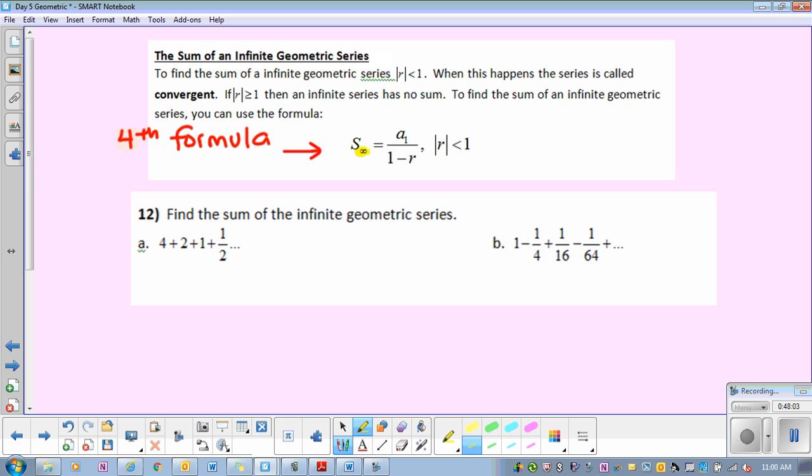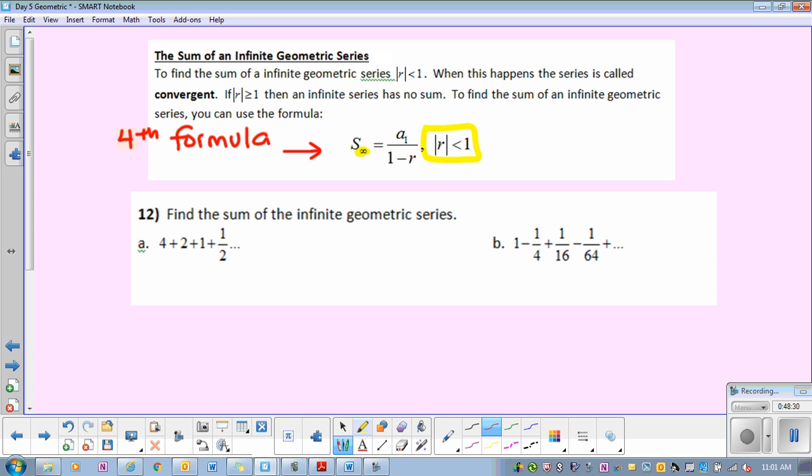Don't worry about this. This is just saying that your common ratio, your r, the absolute value of it, the positive of it, has to be smaller than 1, okay? Because if it's not, then it's not going to work, is what it's saying. But you guys aren't going to get anything tricky, all right? So just don't let that throw you off.